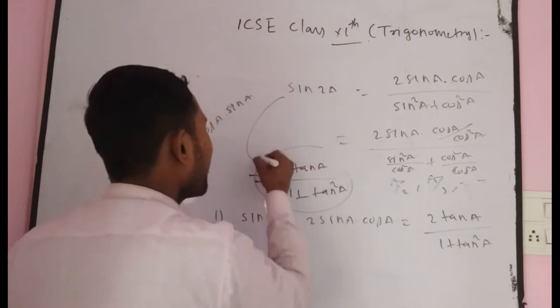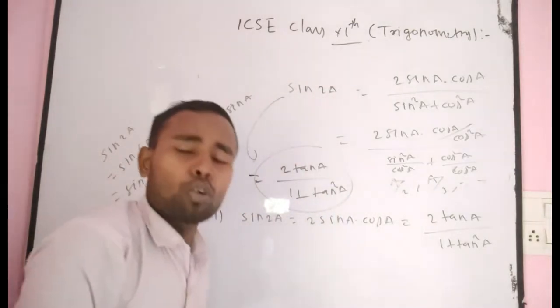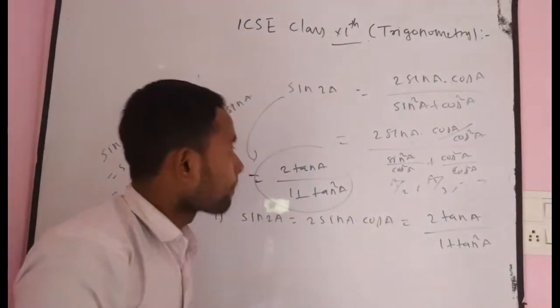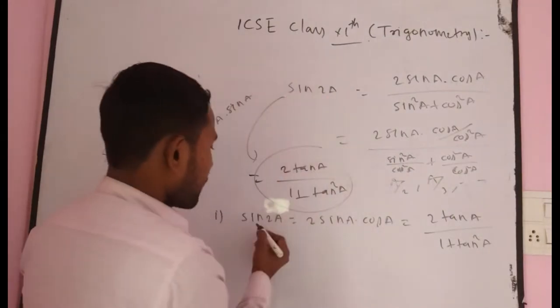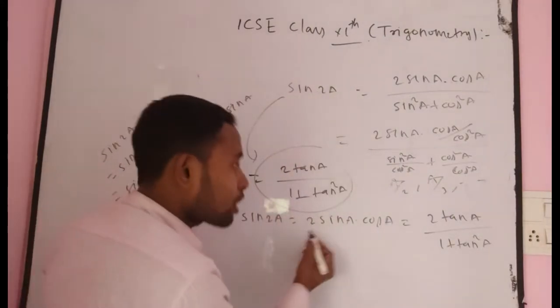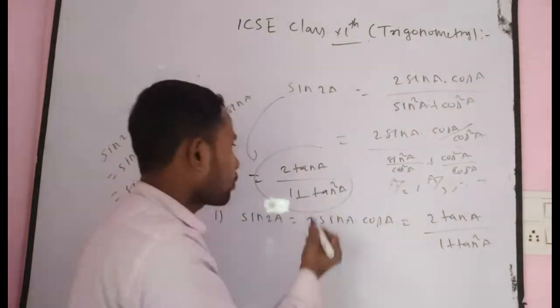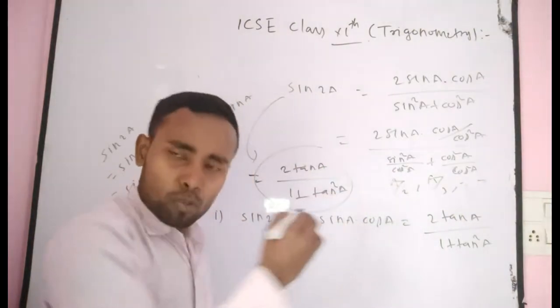So can we get sin 2a is also equal to 2 tan a divided by 1 plus tan square a? And I already know sin 2a is also equal to 2 sin a into cos a, which is equal to 2 tan a divided by 1 plus tan square a.